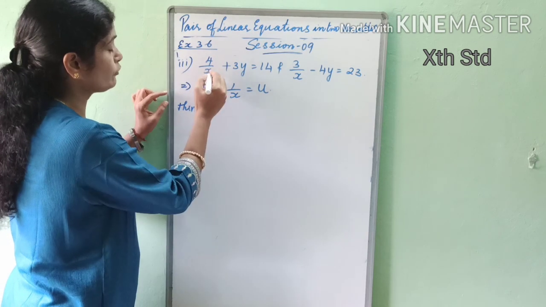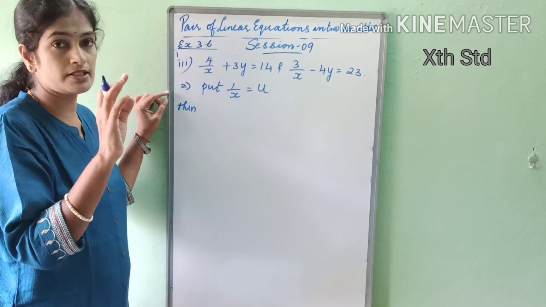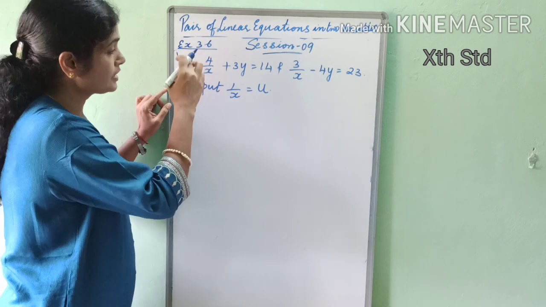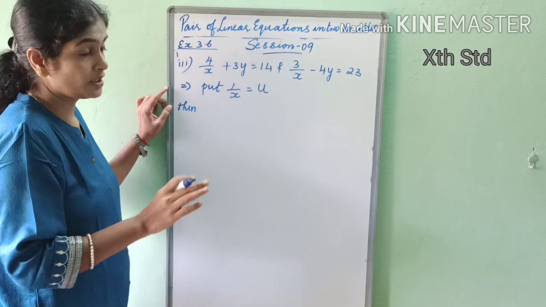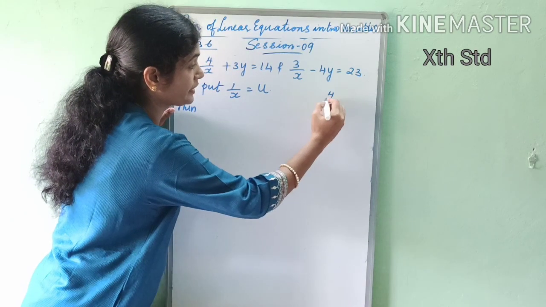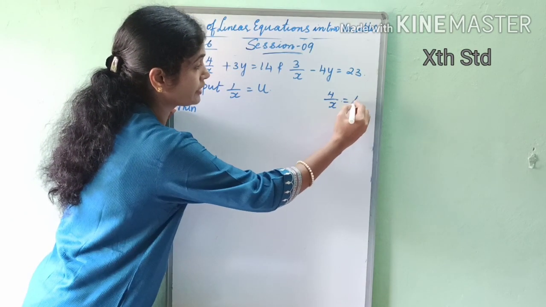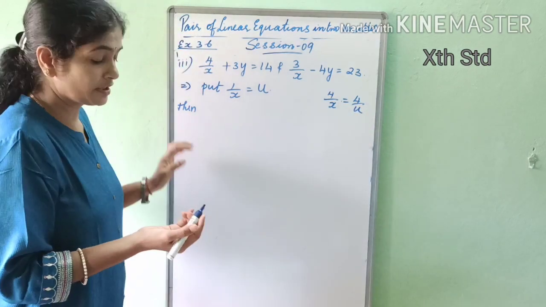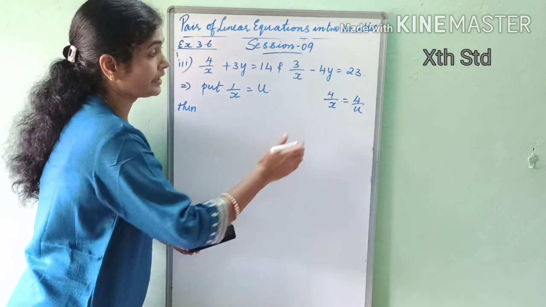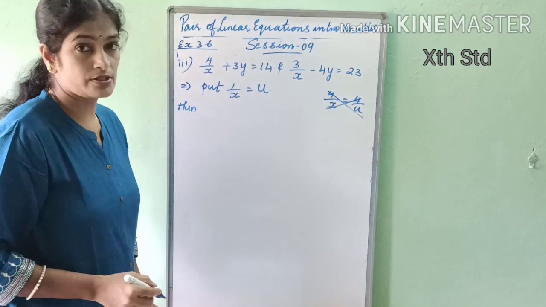what happens? 4 by x is there. 4 by x means it is 4 into 1 by x. So that entire 1 by x will be equal to u. Most of you have the tendency of writing it: 4 by x means, substituted 1 by x is equal to u, then some of them will write it as 4 by u. Then what is the use of substitution? Right? So don't do it this way.